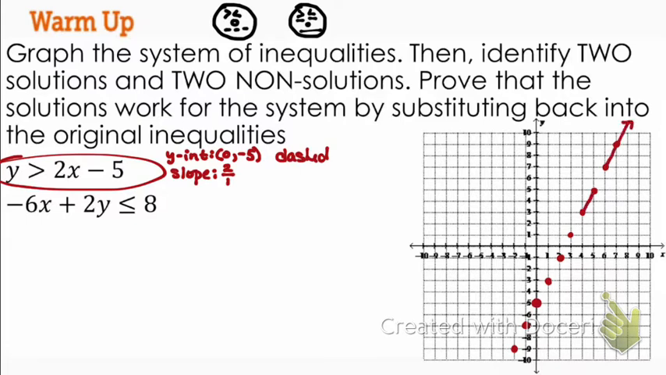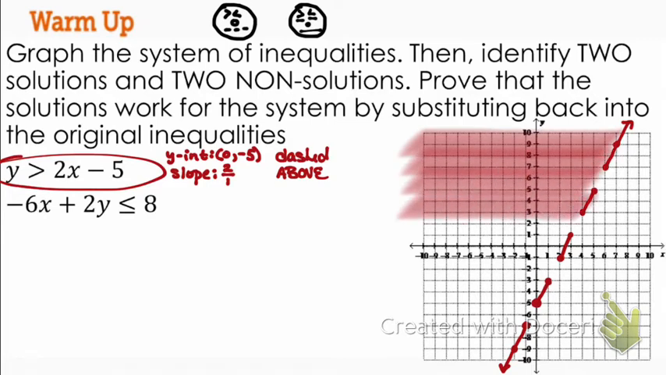And then we need to figure out shading. Are we shading above or below this line? Above. It is a greater than, so it is shade above. I'm going to grab my little highlighter here. And we're shading this side. All right.